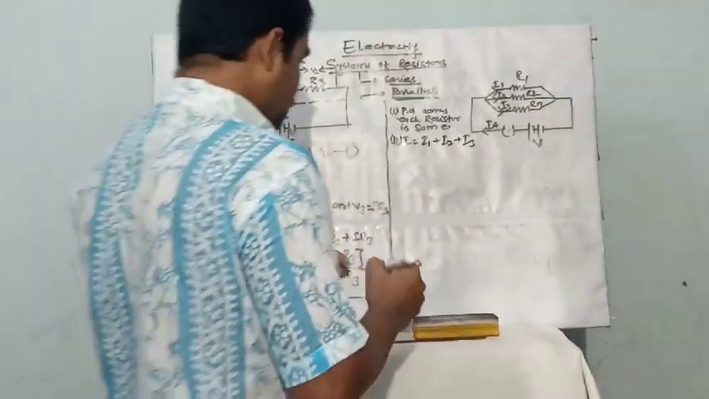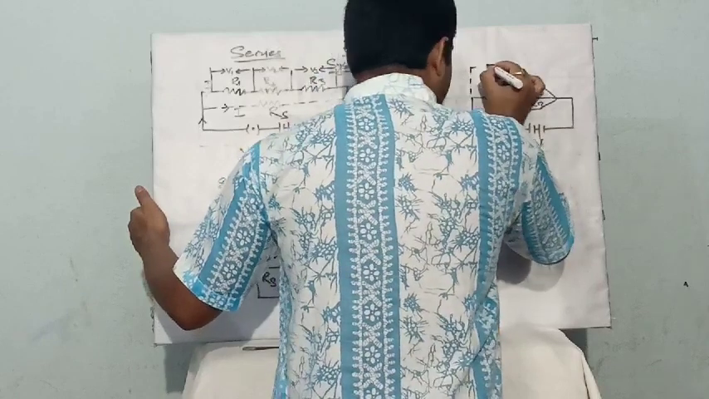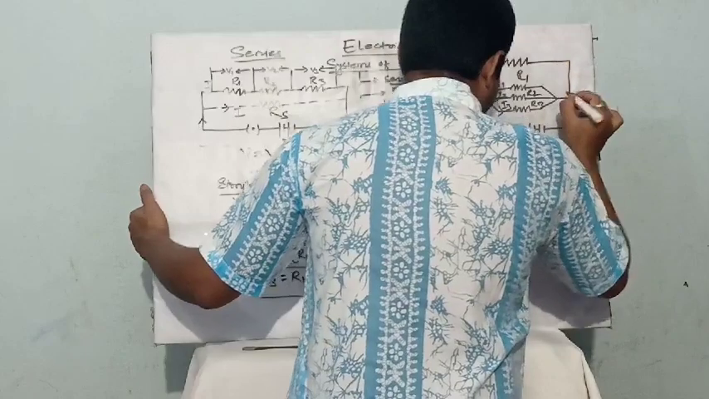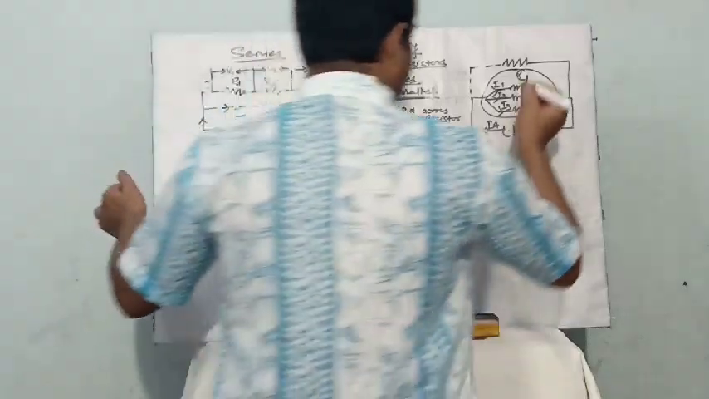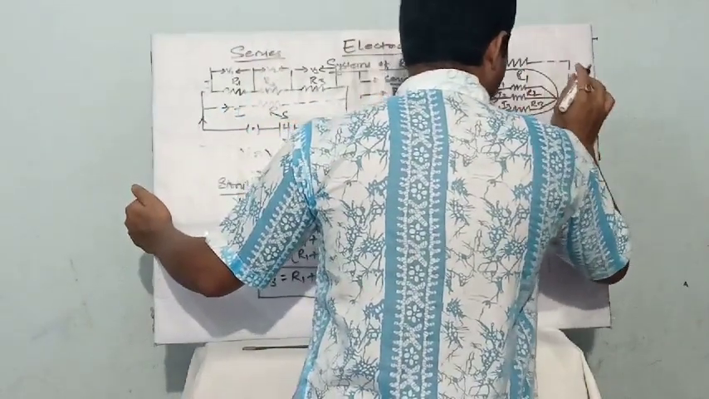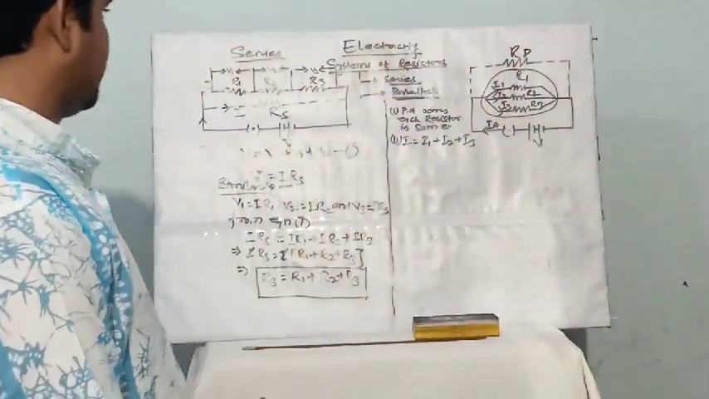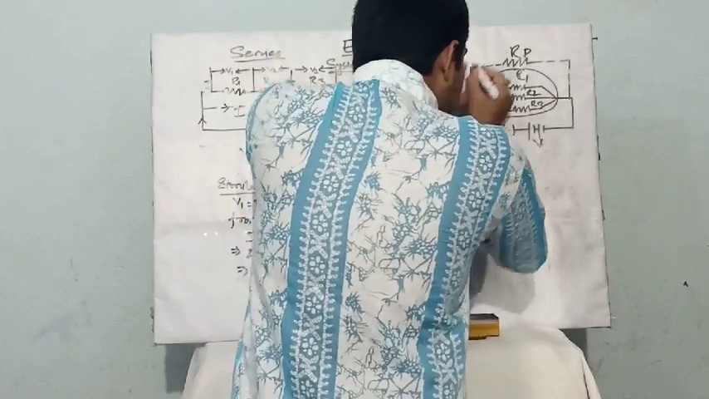Now, suppose that we are applying the equivalent resistor in place of all these. We remove these and in their place we put one equivalent resistor. Let this be RP. So according to that, now this current will pass through it.